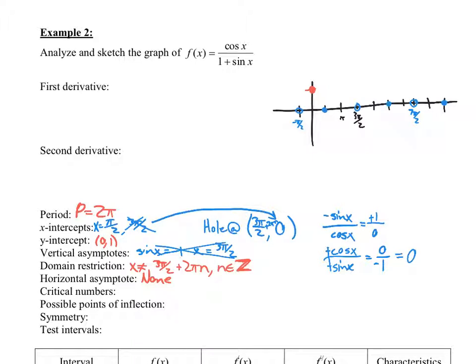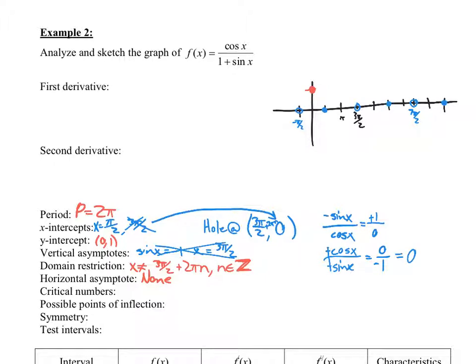But now we have critical numbers that we need to find. For that we're going to have to do the first derivative. For points of inflection, we're going to have to look at the second derivative. We'd have to work through all of that. So now we're going to take the first derivative. We need to use the quotient rule.